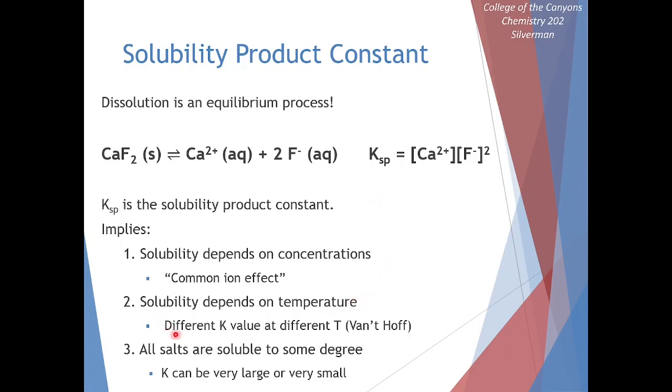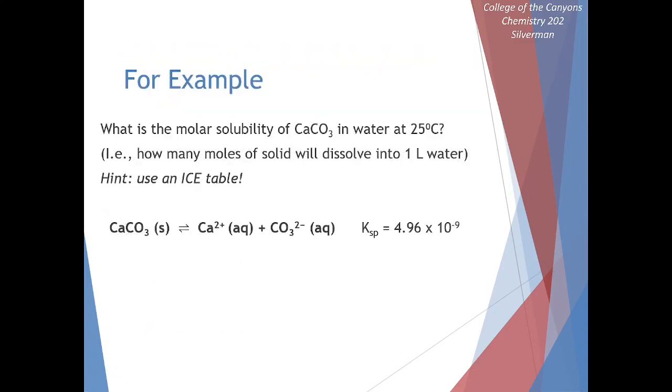As we saw before, our solubility depends on the temperature. We can use our Van't Hoff equation to describe how that K changes at different temperatures. And we can use this to get some intuition about perhaps the thermodynamics of this process. We can illustrate this with a nice calculation example. What is the molar solubility of calcium carbonate in water at 25 degrees Celsius when we have the KSP value equal to 4.96 times 10 to the negative 9th? We can see that K here is very small.